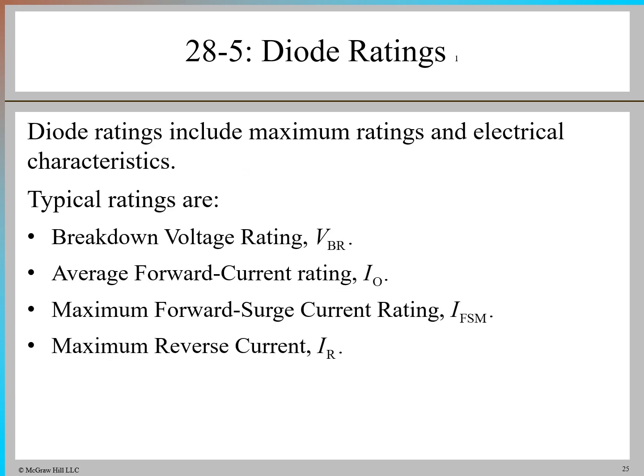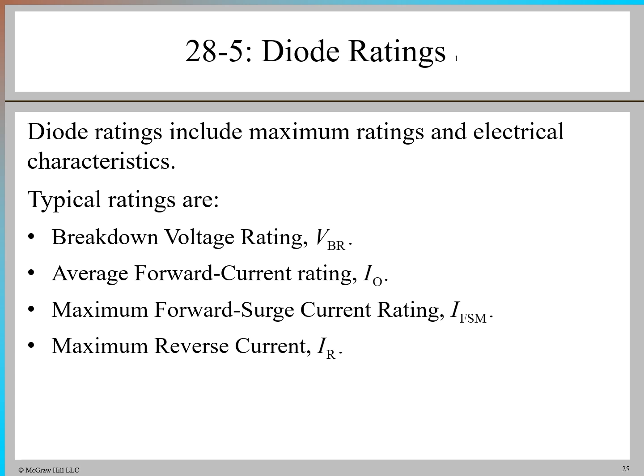In this slide, we review the maximum ratings and electrical characteristics of semiconductor diodes. The breakdown voltage rating, or V sub BR, is the voltage at which avalanche breakdown occurs. It's also known as peak inverse voltage, or PIV, and exceeding this voltage can destroy the diode.